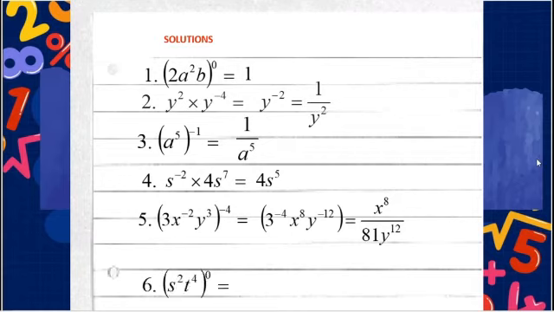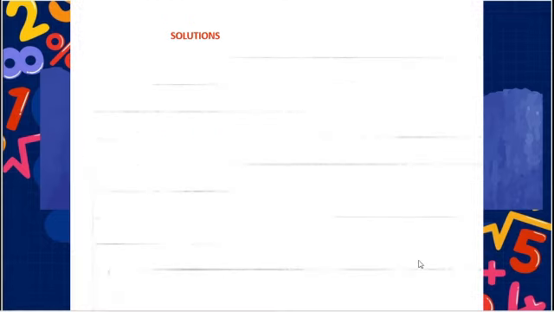Okay, let's have more. How about this one? S squared t to the fourth quantity raised to the 0 power. Kung ang sagot mo ay 1, tama ka. Kasi nga naka-enclose yung lahat to 0 power. So that is equal to 1. Next.